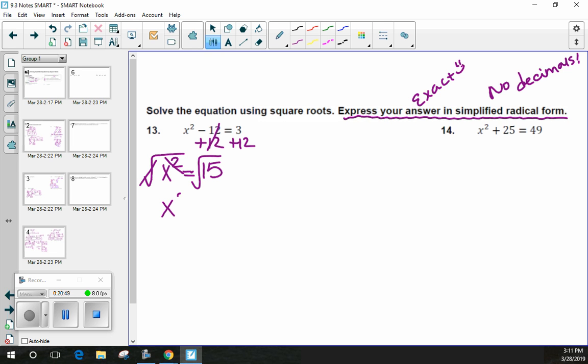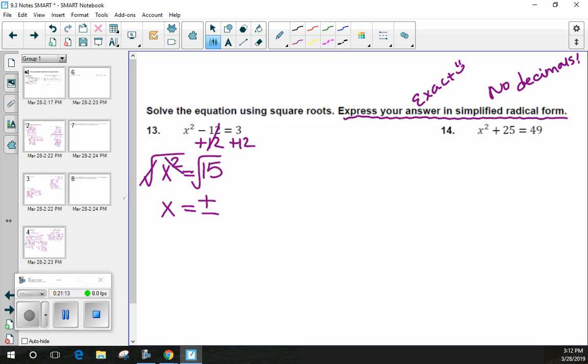That leaves me with just x. And on this side, I know I'm going to have the positive and negative root of 15. And then it dawns on me, wait a minute, 15 is not a perfect square though. That's okay. In fact, sometimes that's good news. That's less work for you, right? All you have to do is say, 15 is not a perfect square, so I'm going to leave it in radical form.